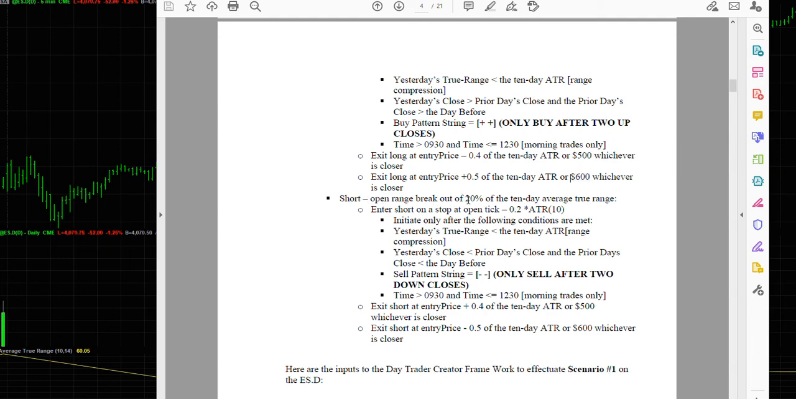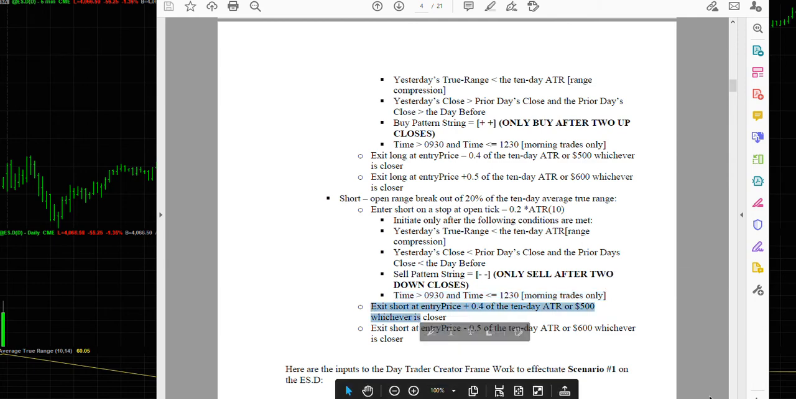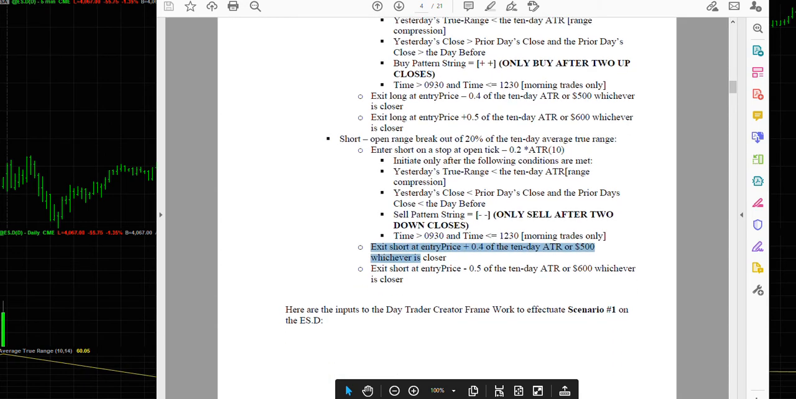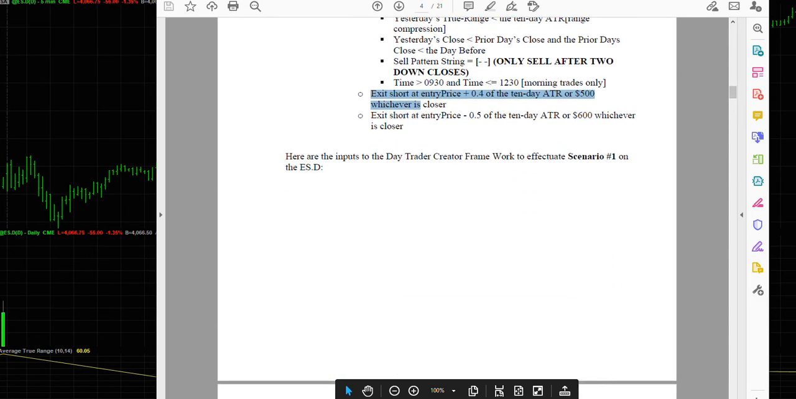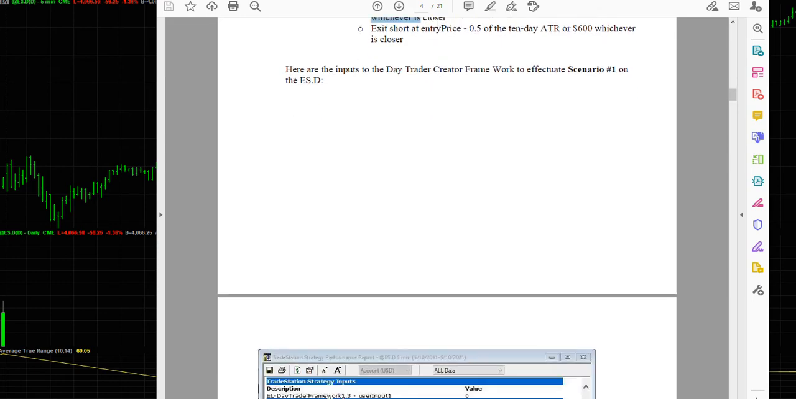Open range breakout, 20% of the 10-day average true range. It's got to move down 20% off of the open. Yesterday's true range has got to be a compression day. The close has got to be less than the prior day's close, and the prior day's close has got to be less than the day before. That is a minus sell pattern, only sell after 2 down closes. We're going to trade the same morning hours, and we're going to use the same exit technique for stops and profit objective.